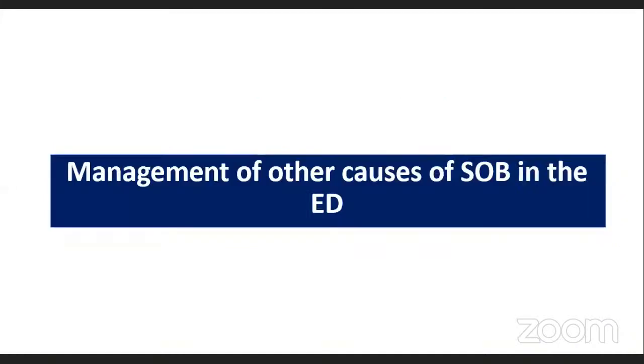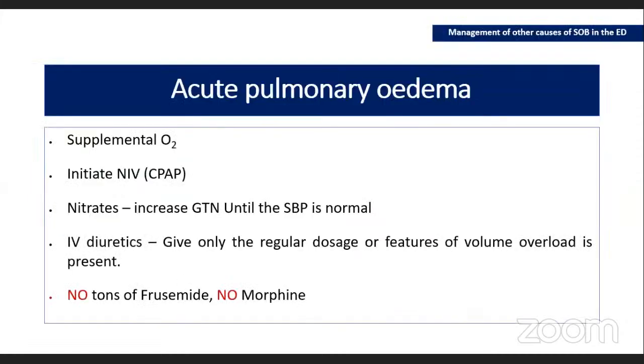I have summarized the management strategies. A patient comes to the emergency department with shortness of breath. One possibility is that the patient comes with acute pulmonary edema. For acute pulmonary edema, you need to give an adequate amount of oxygen, not too much, because over-oxygenation can vasoconstrict, and oxygenation can vasodilate. Therefore, you need to give adequate oxygenation, and you have to have a target. You can initiate non-invasive ventilation as a therapeutic measure.